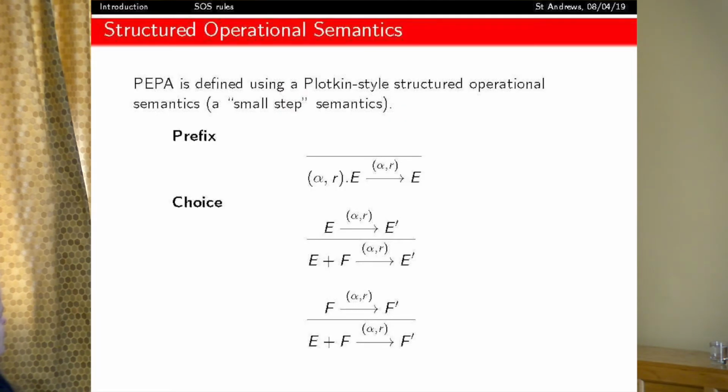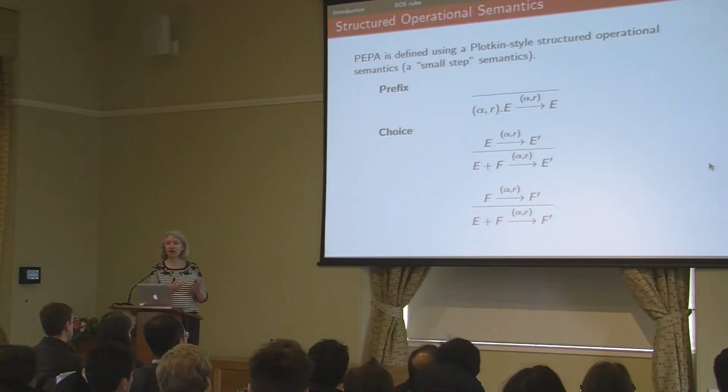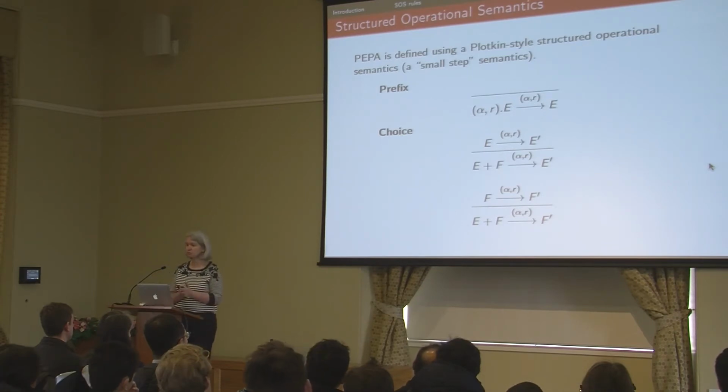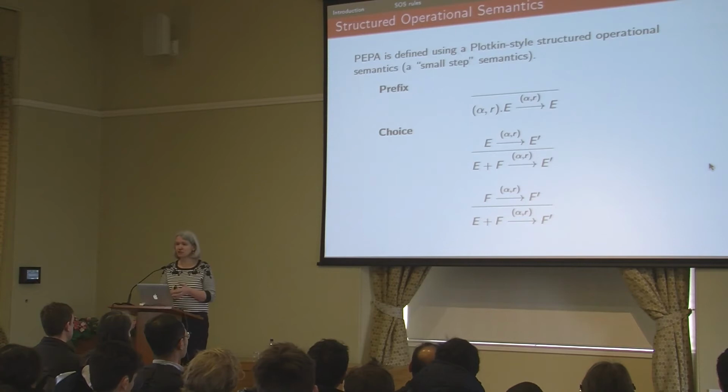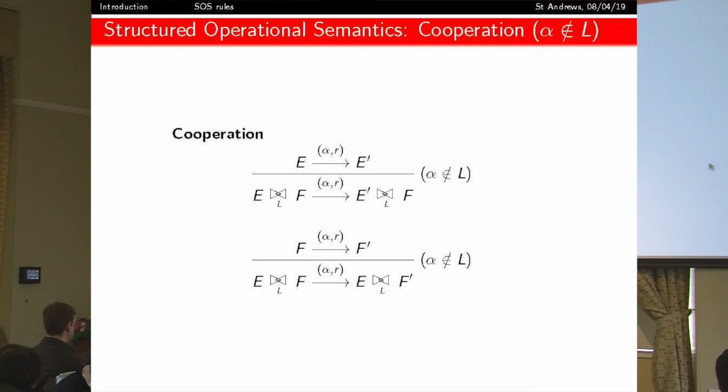When we know that we've got an E that can do alpha at rate r and become E prime, then if we have a choice that has E on the left-hand side, then that can resolve to just be E prime. Okay, and similarly F. So that's our choice. We don't need to worry about that race condition. It just falls through into the Markov chain. Okay, so we'll get transitions with the different rates on, and the race condition is happening in the Markov chain.